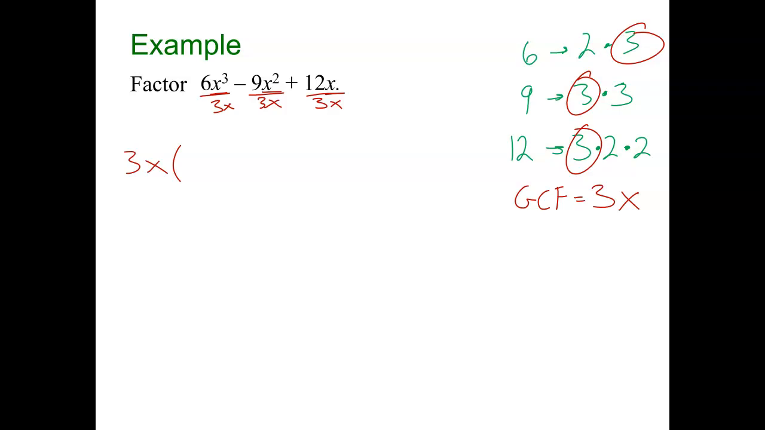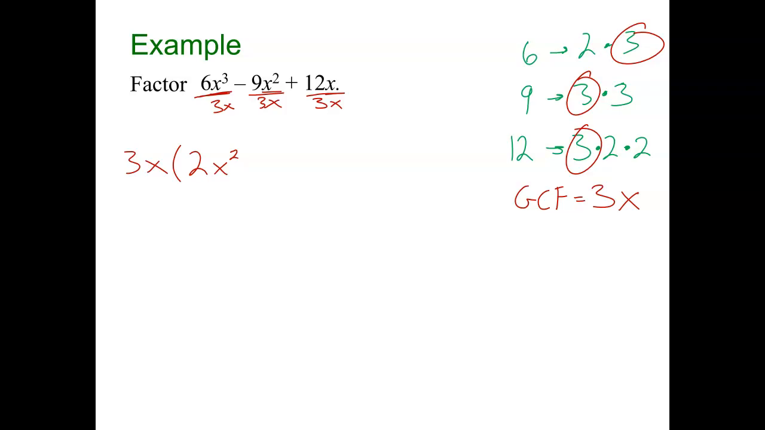And what's inside the parentheses is what's going to be left after we do the factoring, after we do the division. So if I look at my first term, I've got 6x to the third divided by 3x. What does that leave me with? 2x squared. 6x to the third divided by 3x is 2x squared.